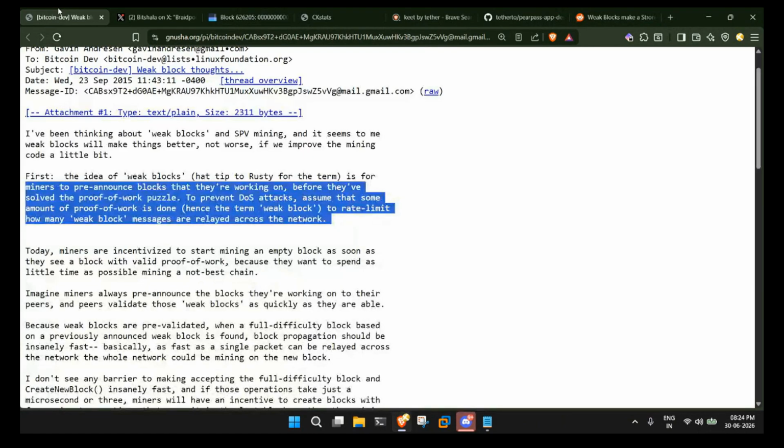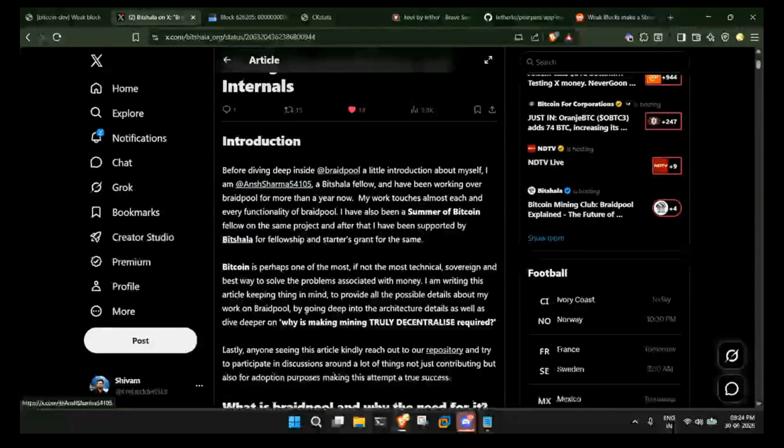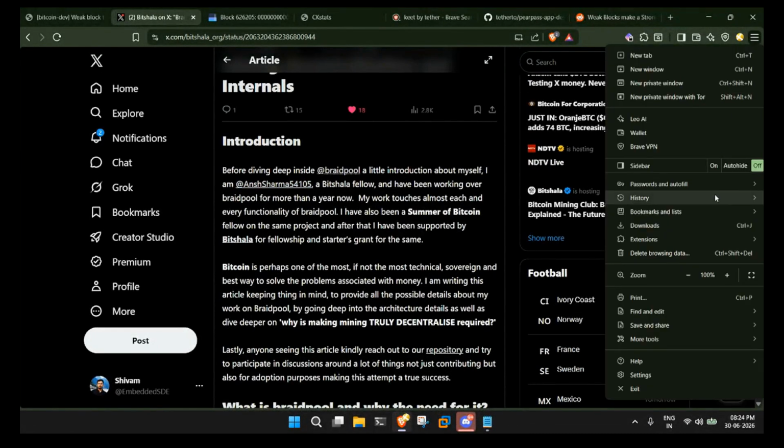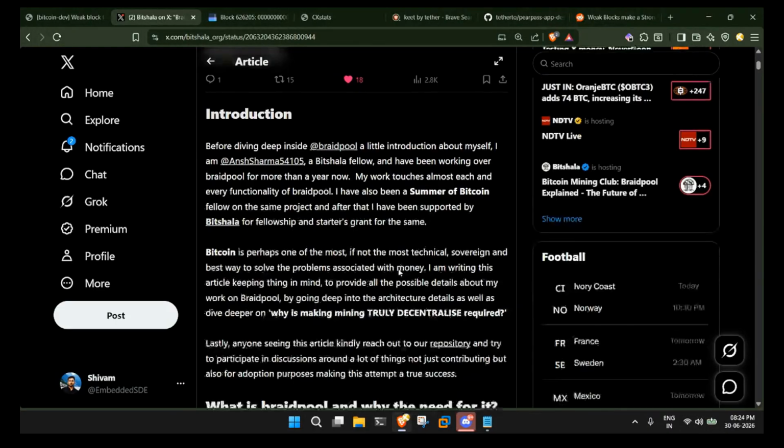But in this, everything was P2P. That means everything is already written in the weak blocks: how much proof of work you have done, how many weak blocks you have created, and based on that, you will get your share. Maybe I will go a little further here and you will get more information. So I think you get the basic idea.